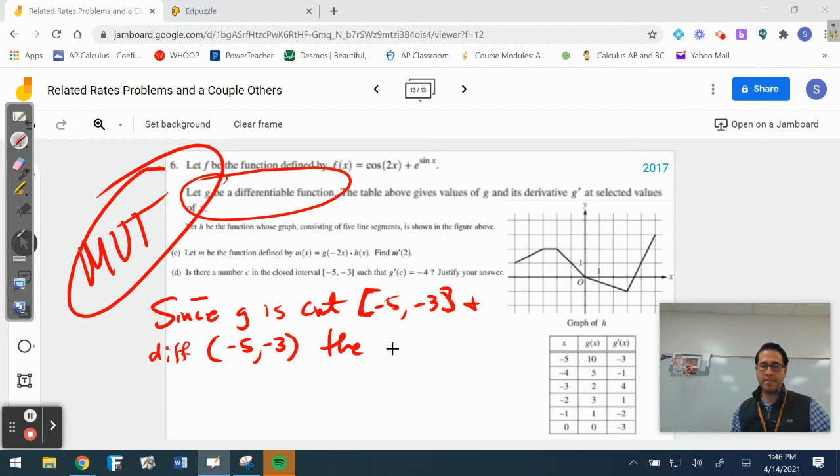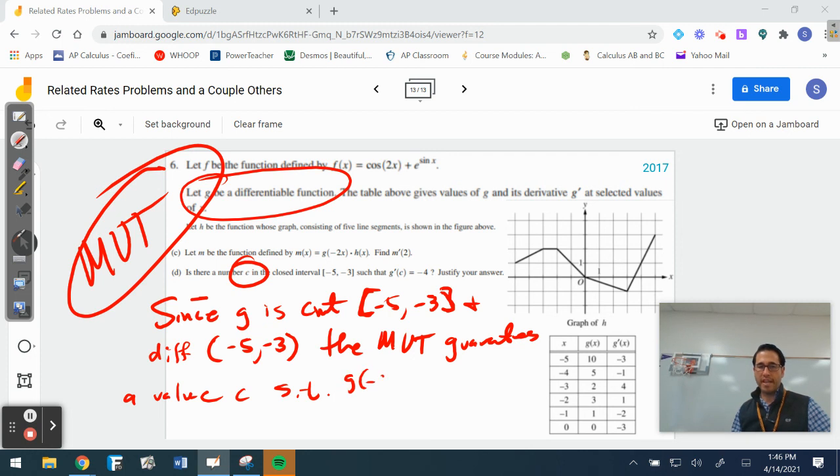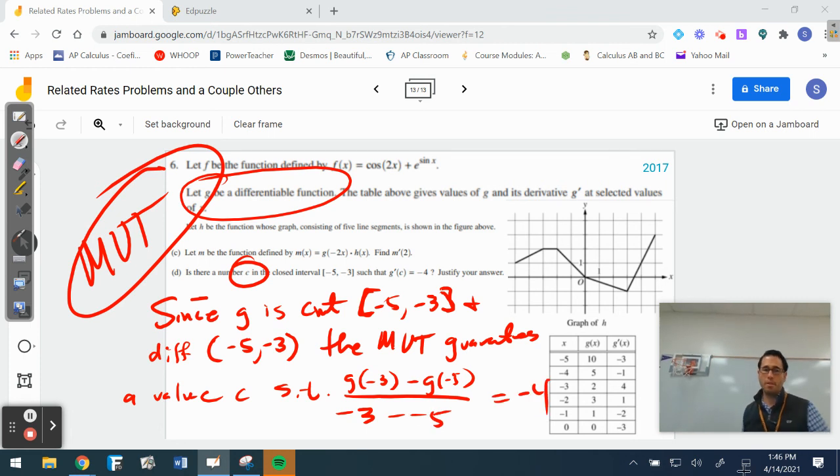The MVT, have this dude memorized, guarantees a value C, right? C, such that, what's the formula? Well, the formula is that G of negative 3 minus G of negative 5 all over negative 3 minus negative 5 equals negative 4. Boom! That's all you got to do. Then you just got to do the math.